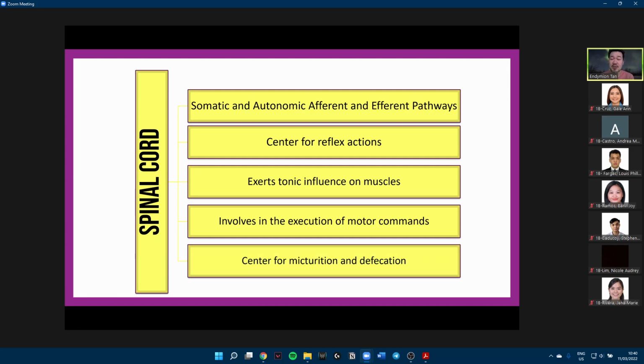Center for micturition and defecation. Tayo nakaupo dito listening to the lecture, delivering the lecture, because in the spinal cord, it will tell us habang nakikinig ka, hindi ka uupo at dudumi at iihi sa upuan. Because the center for the control of the bladder and bowel would be in the spinal cord. That's why some patients with a spinal cord injury, they do not have bladder and bowel control. Dudumi at iihi na lang sila kahit saan.